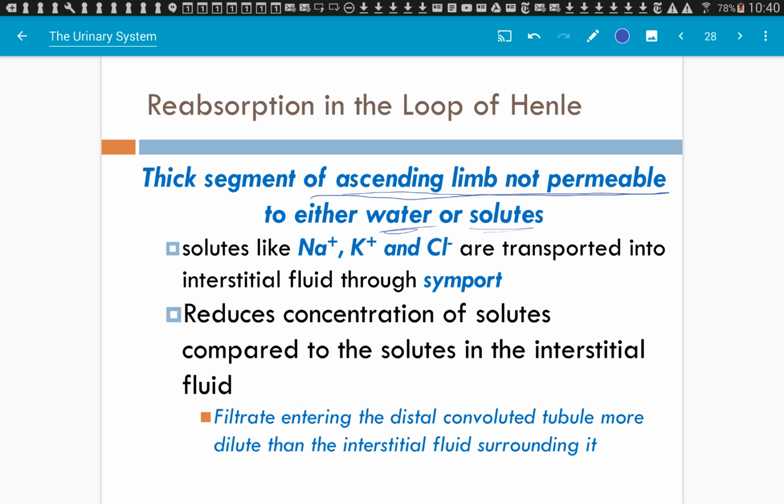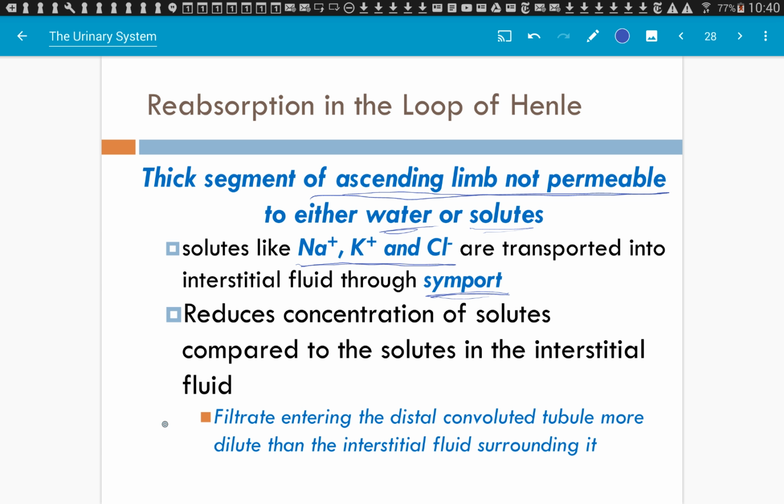So active transport. So some solutes, sodium, potassium, and chloride, can be transported out of the tube into the interstitial fluid. So symport, we talked about that before, like sodium being pumped out by ATP and a negative ion just piggybacking out. That happens, but you're using energy to pump them out of the tube. Okay? So remember what symport is.